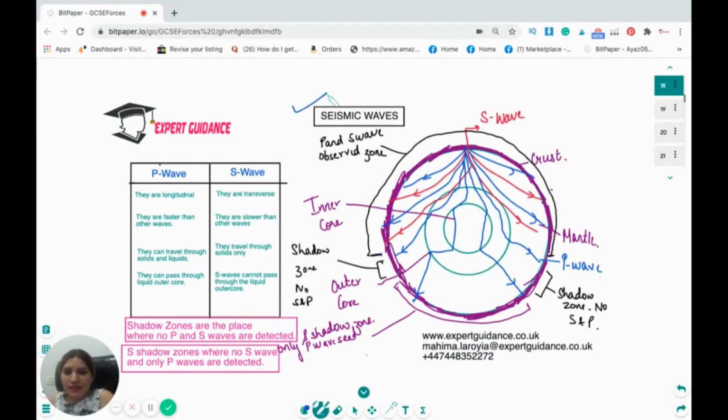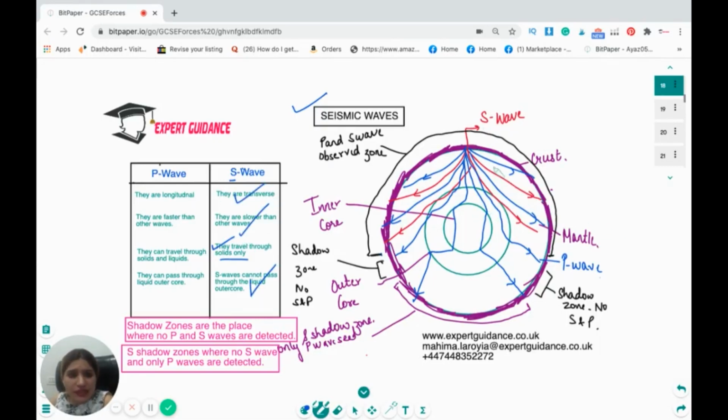Now, if you look at the seismic waves, there are 2 types of waves, the P wave and the S wave. The red ones are the S waves, and you can easily see that they are traveling only through a solid. They are not going inside the core. S stands for solid, so they travel through solids only. They cannot pass into the liquid outer core, and S waves are transverse and slower than the other waves.